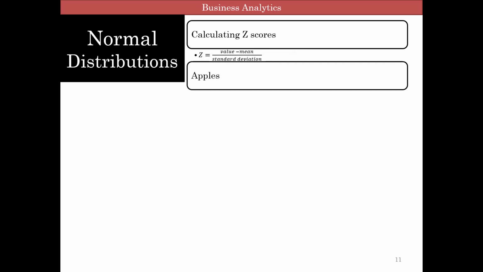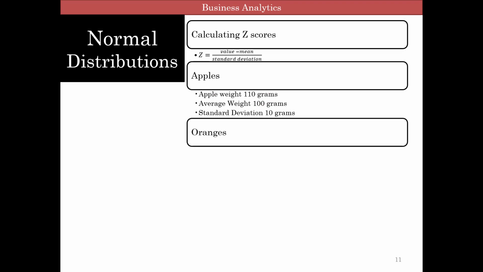So let's take the example. Apples weigh 110 grams. Average weight is 100 grams. Standard deviation is 10 grams. So this apple is 10 grams heavier than average. But if you look at the standard deviation, that will give you 1 standard deviation, right? Z-score of 1.